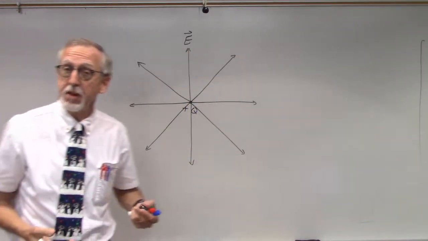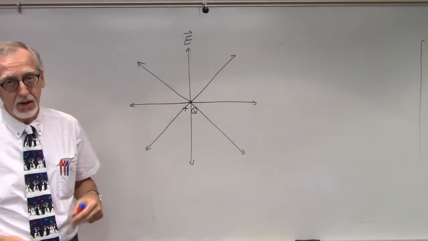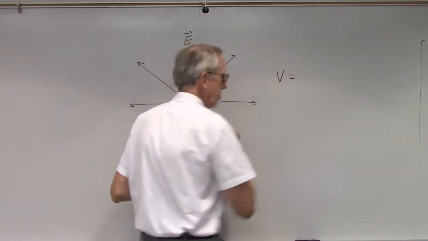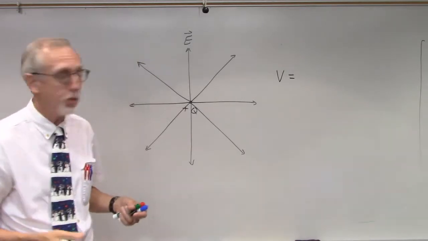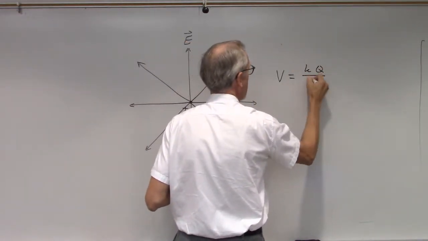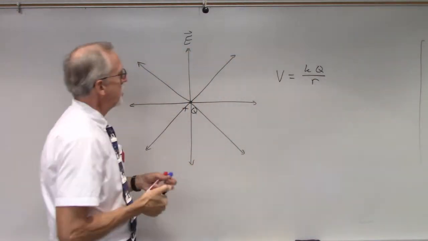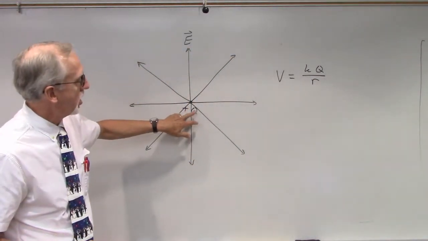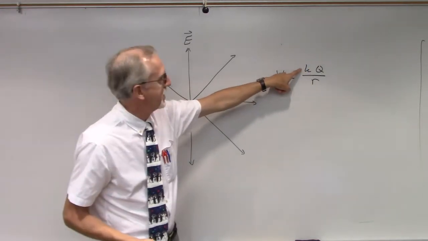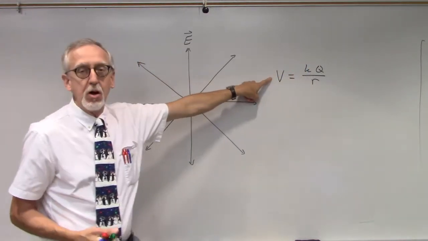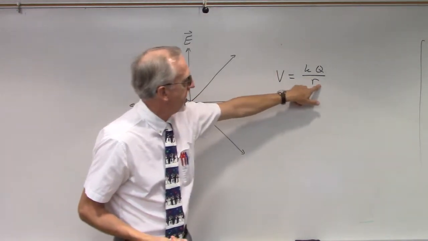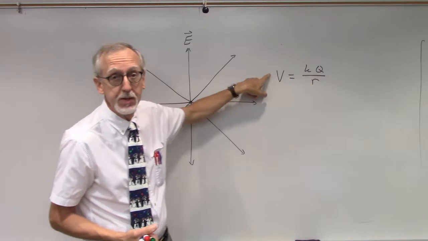Now let's see if we can figure out what the equipotential lines look like. Well, let's remember our form for the potential for a point charge was V equals KQ over R. So for a given charge, Q is a constant, K we know, Coulomb's constant, that's a constant. What is the only thing that we can vary in this equation to change the potential? Well, it's R, the distance from the charge.